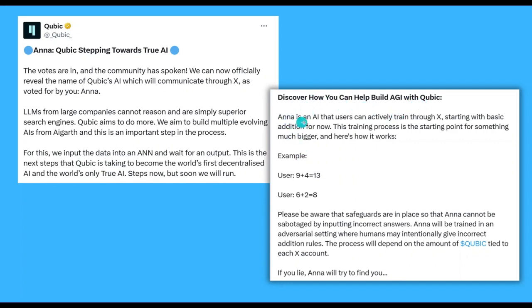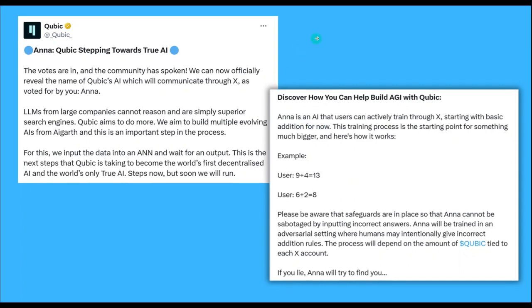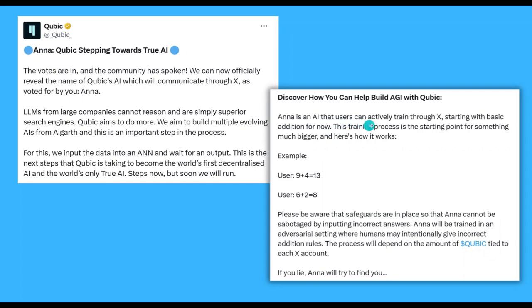And Anna is an AI that users can actively train through X, starting with basic addition for now. This training process is a starting point for something much bigger, and here's how it works. So basically, if you just go to @_Qubic_, you'll see there's some documentation on how you can sign up and do this. But basically, all you have to do right now is send addition problems to Anna's X account, with their answers, like 9 + 4 = 13. And just send these on a daily basis. And you're going to train Anna.